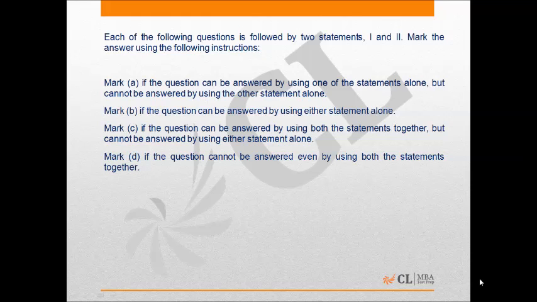Let us start with our DS questions. The simple 4 option DS is there. Mark option A if the question can be answered using one of the statements alone but cannot be answered using the other alone. B if it can be answered using either statement alone. C if it can be answered using a combination of the two but cannot be answered using the individual statements. And D, that means it is definitely not answered, right?